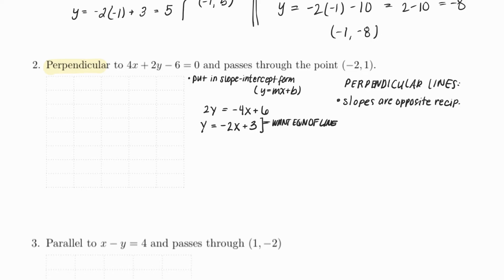Want equation of line perp to this, and passing through the point negative 2, 1. So the slope of my new line will be the opposite reciprocal. So I'll take the opposite of the reciprocal. The reciprocal of negative 2 is 1 over negative 2. When I take the opposite of that, I just get 1 over 2.